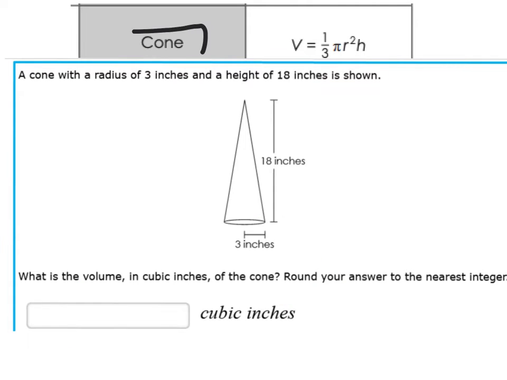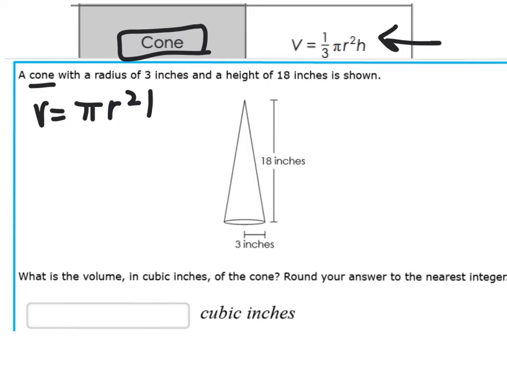The second most commonly used volume question on the state test is the cone. So hopefully you can identify that, and sometimes it'll just say it's a cone with a radius of 3 inches and a height of 18 inches. One thing I wanted you to know, that fraction 1/3, you could write the formula like this: pi r squared h, and then divide that all by 3. So to handle the 1/3, you could just divide that value by 3.